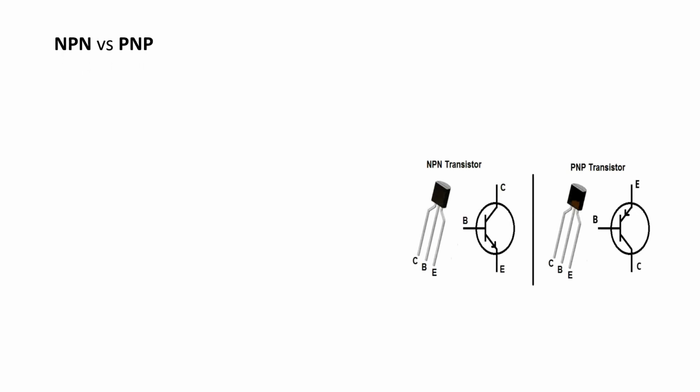There are two different types of transistors, NPN and PNP. An NPN transistor has a piece of P-type silicon, the base, sandwiched between two pieces of N-type, the collector and emitter. In a PNP transistor, the types of the layers are reversed.